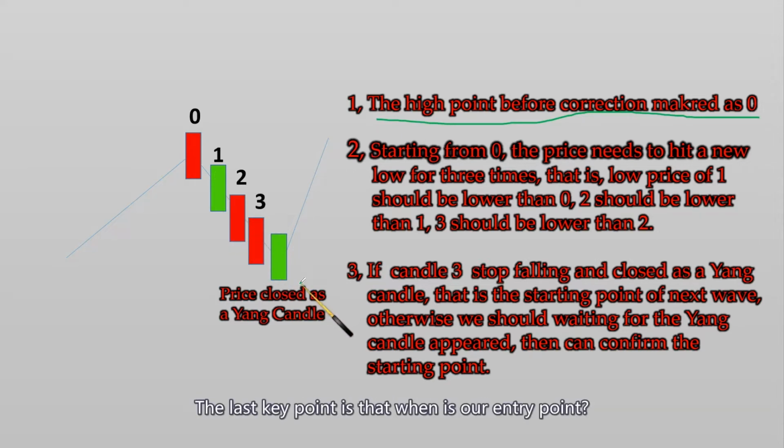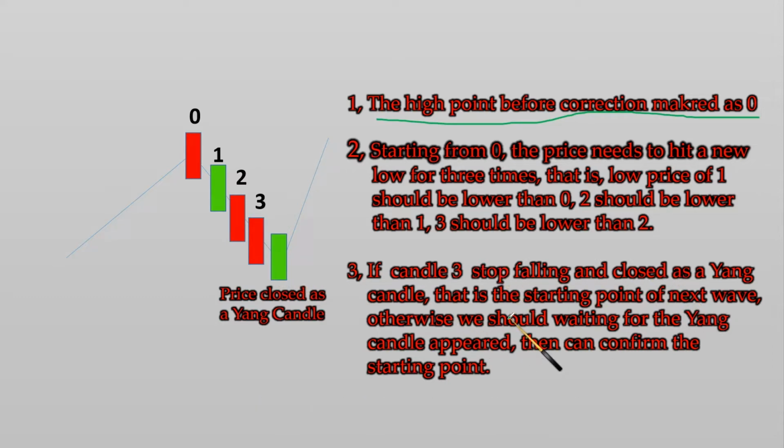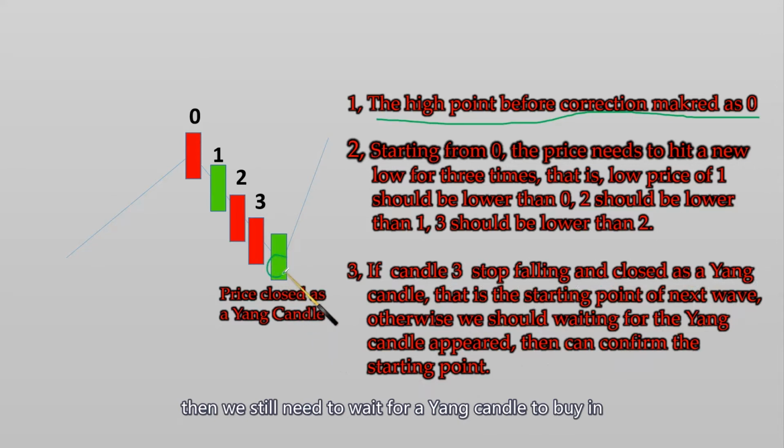The last key point is, when is our entry point? Then we need to confirm with candle 3. If candle 3 is a yang candle, then we can get in directly. But if candle 3 is a yin candle, then we still need to wait for a yang candle to buy in. Why not share an example?